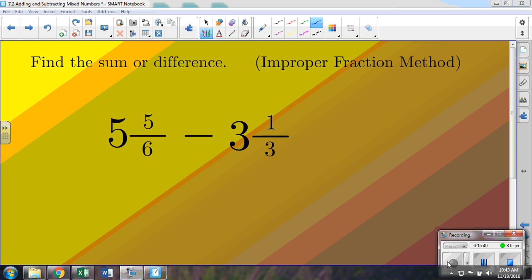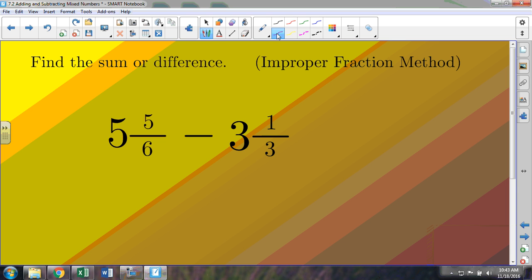All right, so continuing with our piece with the improper fraction method, we can multiply and add. 6 times 5 is 30. 30 plus 5 is 35. 3 times 3 is 9. 9 plus 1 would be 10. And so here we have 35 over 6 minus 10 over 3.